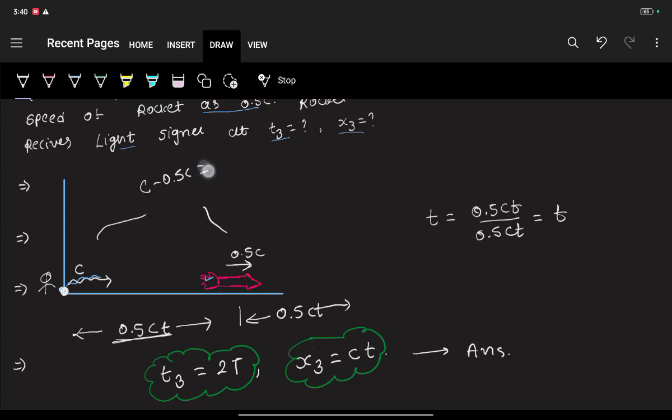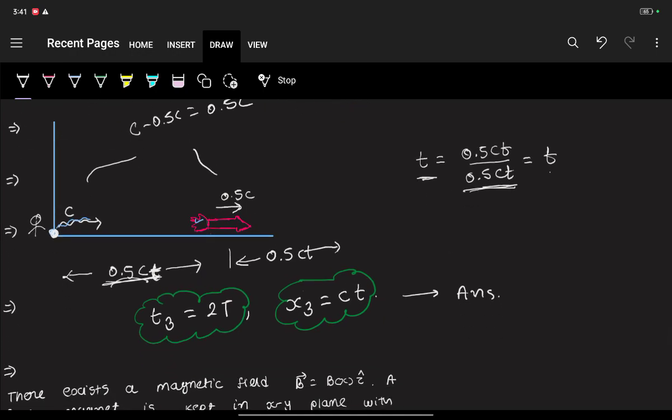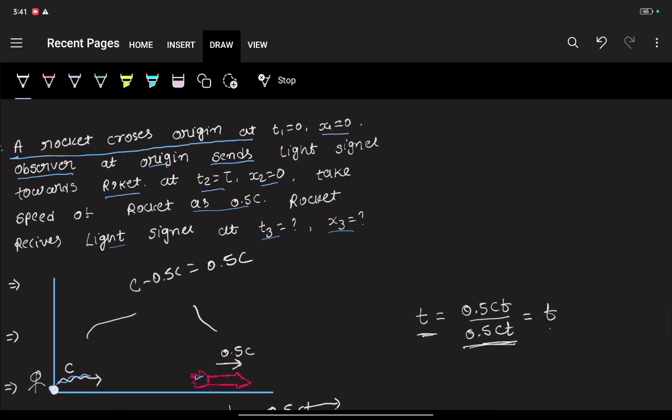That means 0.5c. Okay, distance covered is this, so that we can find out the time period. Here the distance is 0.5ct, so the time period will be t. Now we need to find this t3.